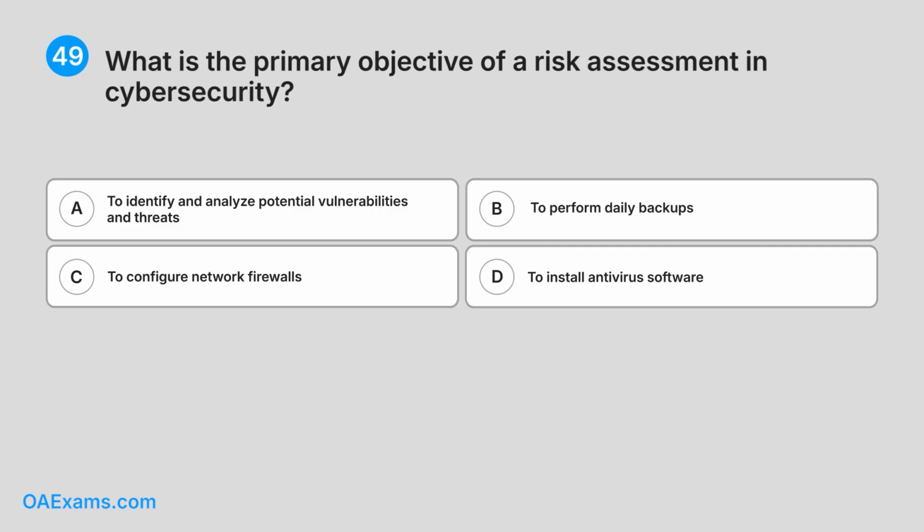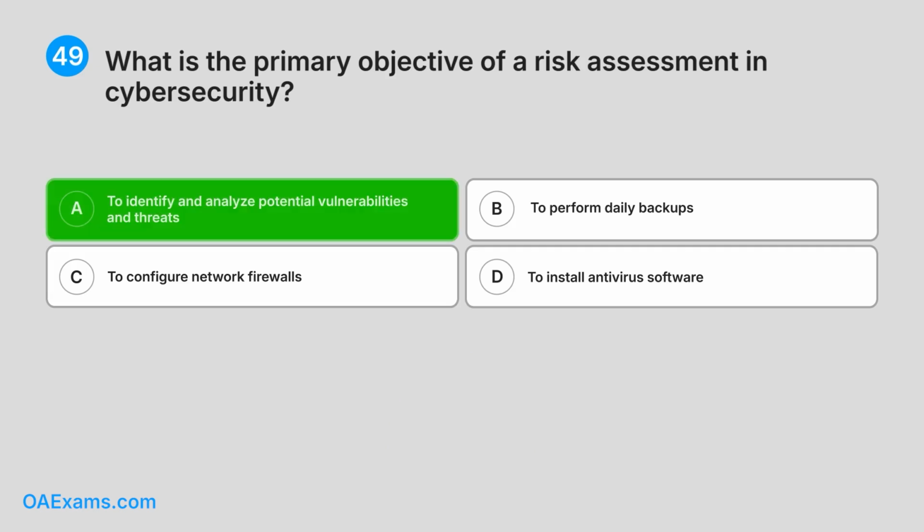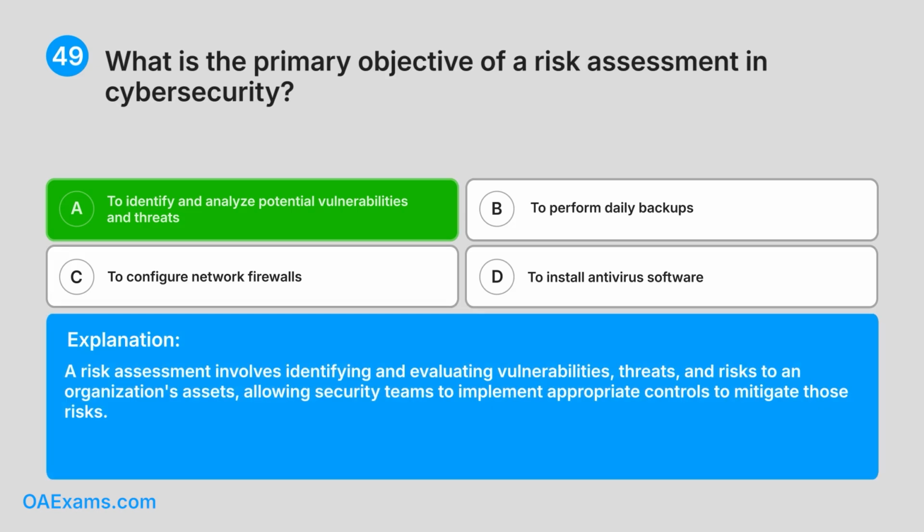Correct answer: A. To identify and analyze potential vulnerabilities and threats. Explanation: A risk assessment involves identifying and evaluating vulnerabilities, threats, and risks to an organization's assets, allowing security teams to implement appropriate controls to mitigate those risks.